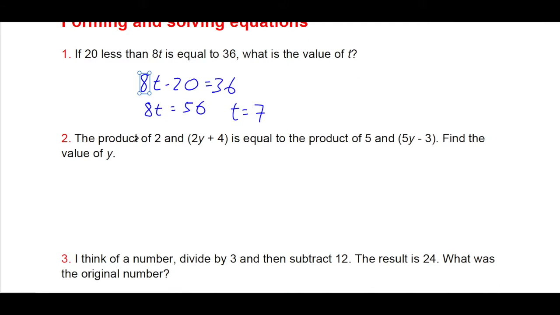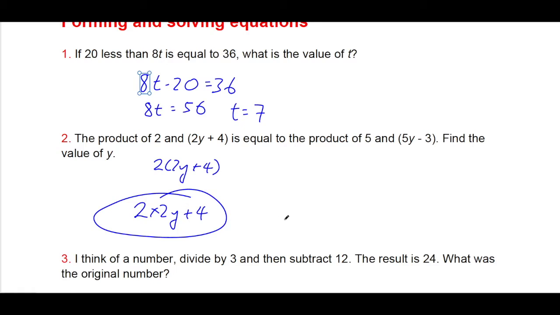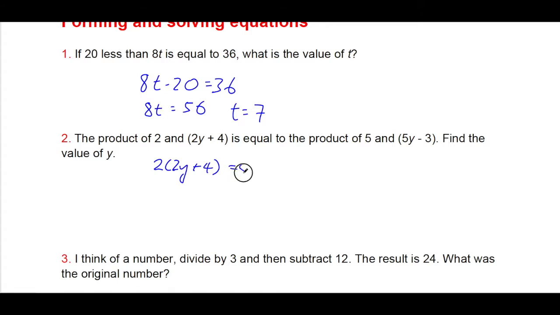Let's take another look. The product of 2 and 2y plus 4 is equal to the product of 5 and 5y minus 3. Find the value of y. Let's start by writing the equation. When it comes to writing the product of 2 and 2y plus 4, make sure you write it like this: 2 times (2y plus 4). I do not want to see people writing 2 times 2y plus 4. This is incorrect. Make sure to use a bracket instead of using the times symbol.